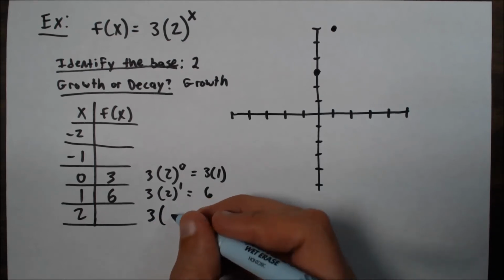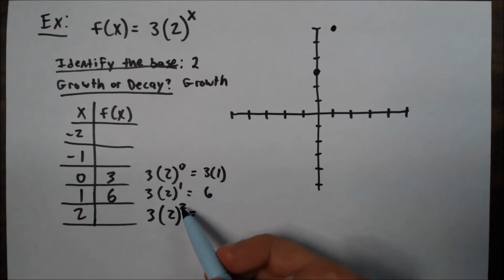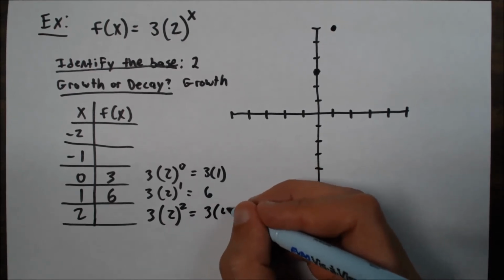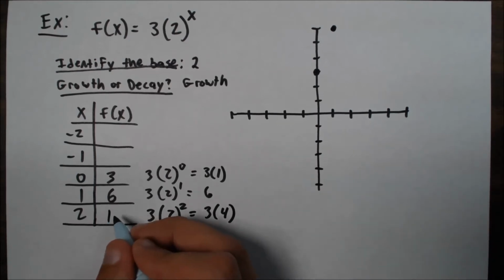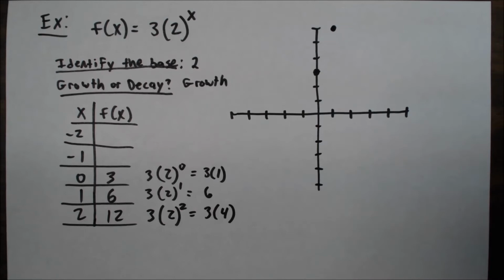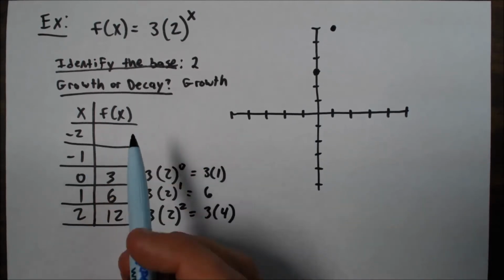3 times 2 to the second power. See, only the x is changing. 2 to the second is 4. So this is 3 times 4, which is 12. And I'm not going to plot it because it is going to be off the graph. Okay. As I go to the left, I'm going to plug in a -1 here.